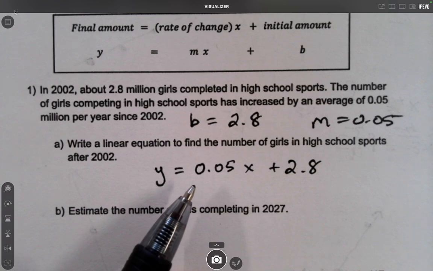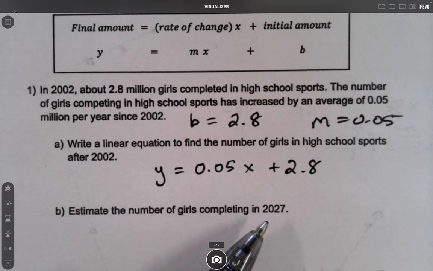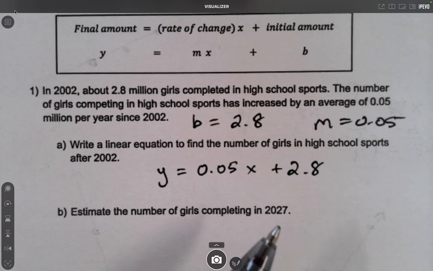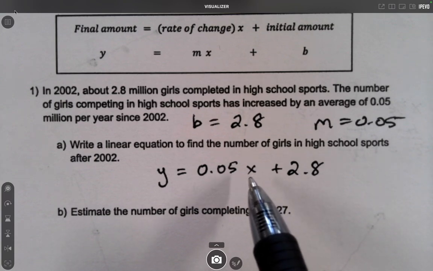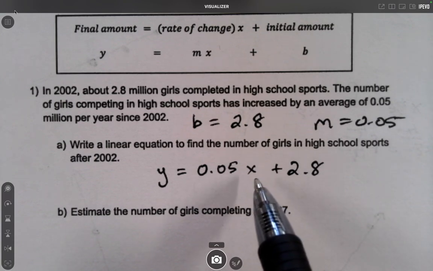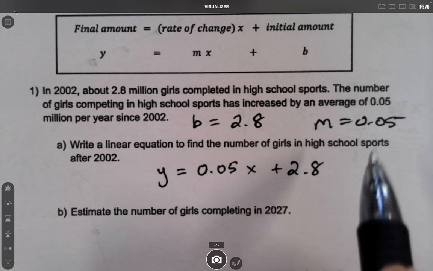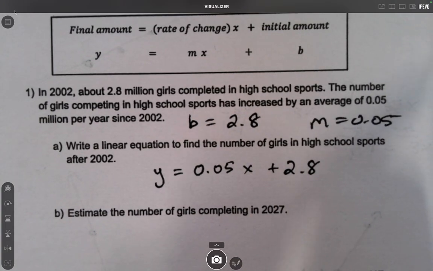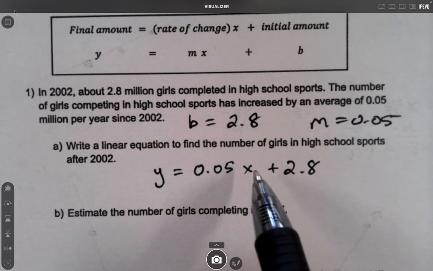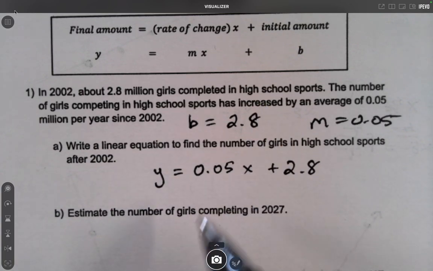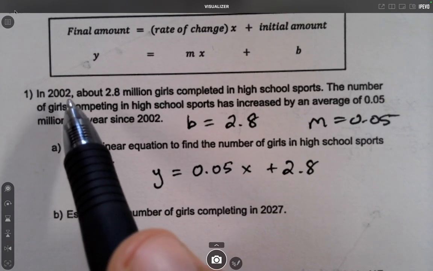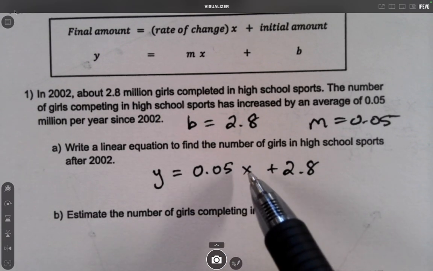Now, they want us to use this to estimate the number of girls competing in 2027. Now, this is also an important thing. When it comes to time, we're talking about years, days, weeks, months, whatever. In general, we're not actually going to treat the beginning as 0. In other words, I'm not thinking when I plug in 0, I'm talking about the year before Jesus was born, 0 AD, which, by the way, there is no 0 AD. It started with AD 1. But anyway, it's not really fruitful for us to think about how many girls were playing high school sports 2,024 years ago. So whatever our beginning time is, as far as our data, that's what we treat as the beginning.